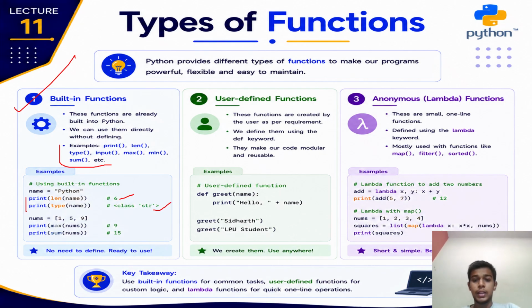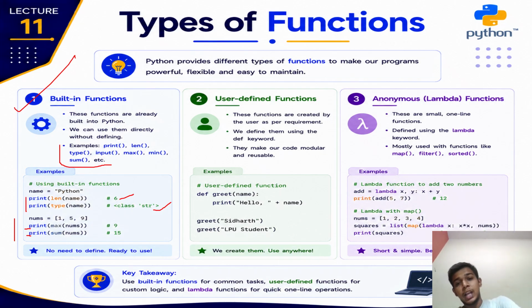Now look at another example. nums is equal to 1, 5, 9. And there we are using two functions again, max and sum. The max function returns the largest number in the list, which is 9, so the output will be 9. And the sum function adds all the numbers together. So 1 plus 5 plus 9 will give 15. These built-in functions save us time because they are already available in Python.